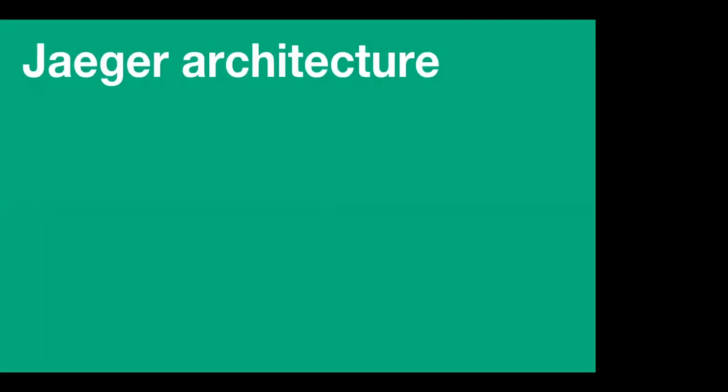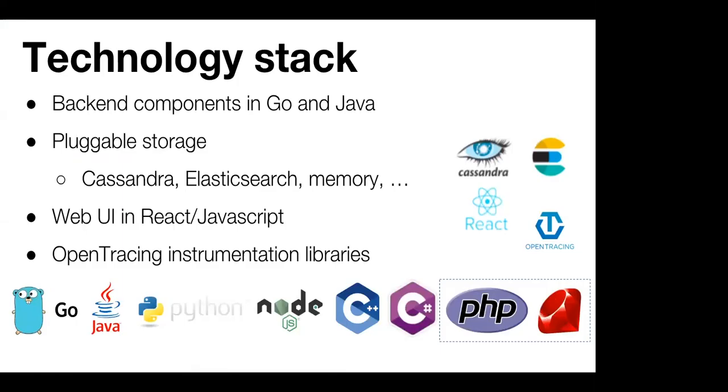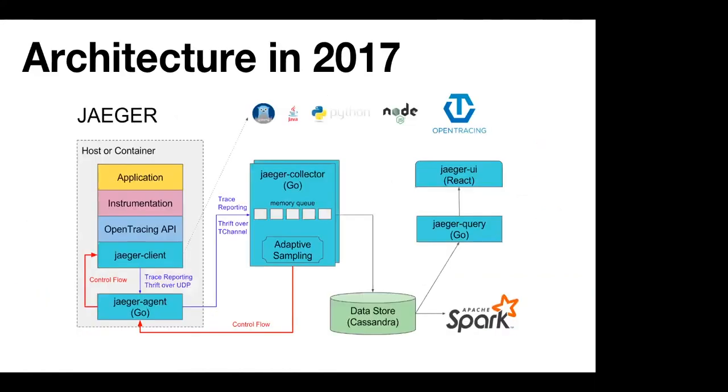Okay, let's talk a little bit about how this actually works, how Jaeger collection works, and some of the advances we've made in our architecture over the last year. So we have backend components in both Go and Java. We have pluggable storage, so you can run off of an in-memory adapter, Elasticsearch, Cassandra. The UI is written in React and JavaScript, and we support all of the OpenTracing instrumentation libraries. This was the architecture last year.